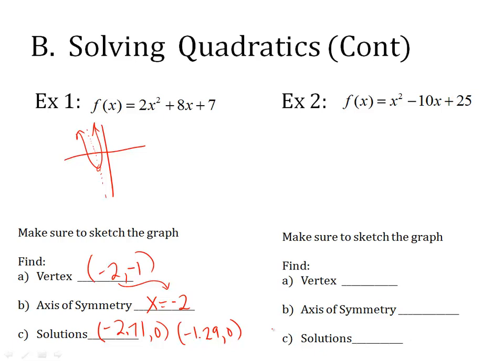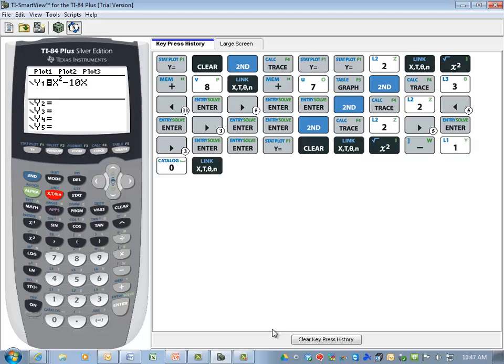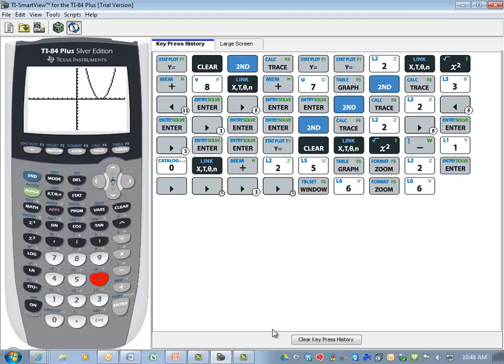All right, let's try this one. If I graph this, x squared minus 10x plus 25. So we're going to look at the calculator one more time. Okay, now we're going to type it in. X squared minus 10x plus 25. Graph it. All right, so here's my graph.